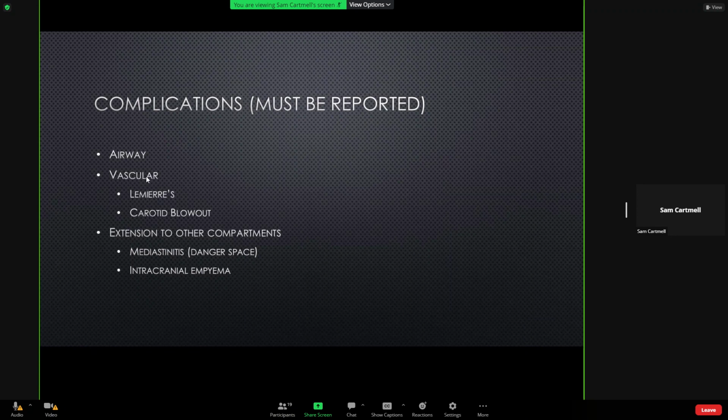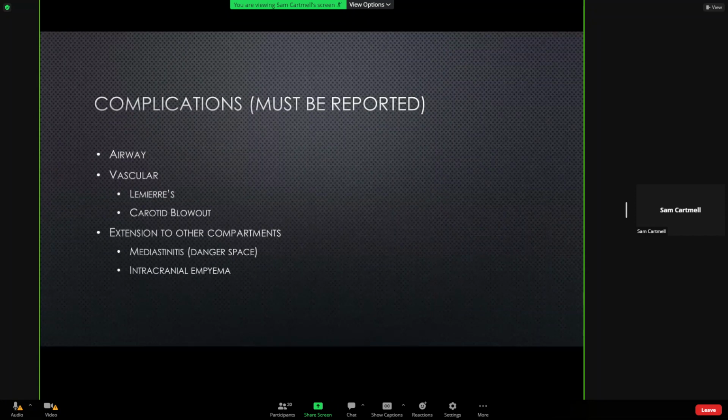You can get thrombophlebitis of the jugular vein, which is what Lemierre's is. If you have infection that's eating away at the wall of the carotid, this is more common with a mycotic aneurysm, but it can happen outside of that as well, you can get a carotid blowout. And then I mentioned already one complication you have to be on the lookout for would be mediastinitis if there was an infection in the danger space. But you can also get intracranial extension of infection.